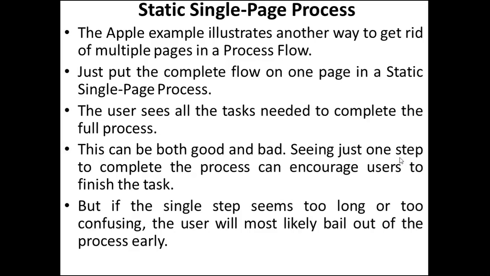Static single page process. The Apple example illustrates another way to get rid of multiple pages in a process flow. Just put the complete flow on one page in a static single page process. The user sees all tasks needed to complete the full process. This can be both good and bad. Seeing just one step to complete the process can encourage the user to finish the task. If the single step seems too long or too confusing, the user will more likely bail out of the process earlier.